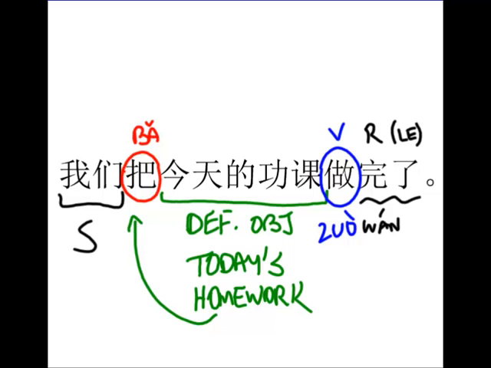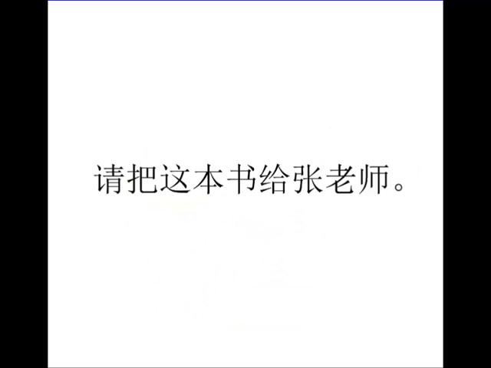Or if you want to think of it this way, let's do it word by word. We took today's homework and did it until it was finished, completed action. And that's kind of how the pattern works in Chinese. Okay, take a look at one more sentence. This one's a little tricky because the subject might not be really clear at first, but let's take a look at it. 请把这本书给张老师.